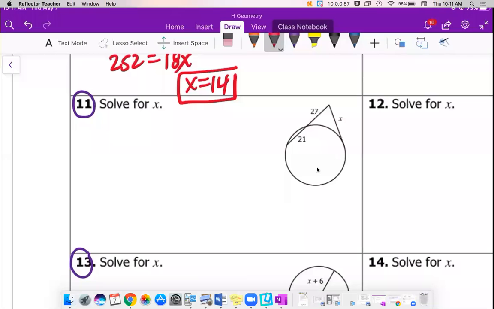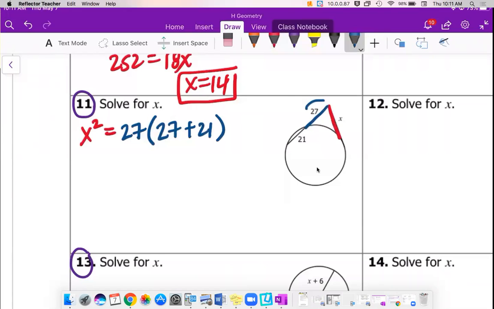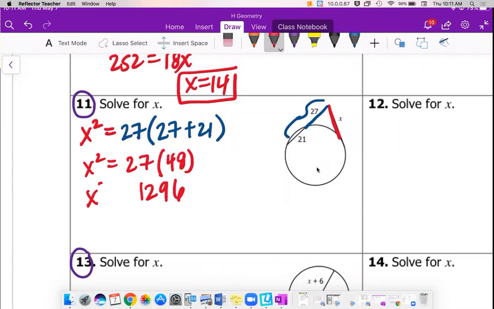Okay, this one is similar, but it jumps up a bit. So this is similar to the one we just did. X is the one all by itself. X is the tangent. So it becomes x squared equals, and then this side over here is 27, the part outside, times the whole thing. So 27 plus 21. Okay, so this ultimately becomes x squared equals 27. And then if I add those inside parts in there, that becomes 48. So then 27 times 48 is 1,296. X squared equals that. So now to get x by itself, you just do the square root of both sides. So you're going to get x is equal to 36. And then you're all done.